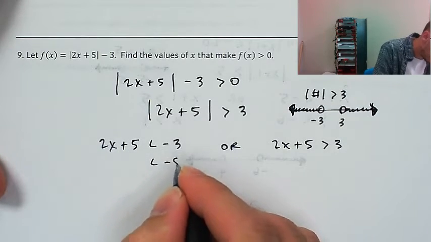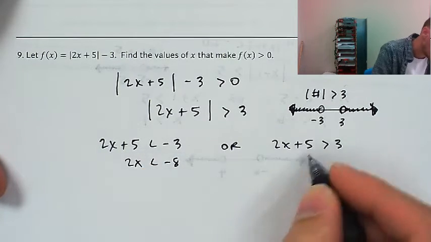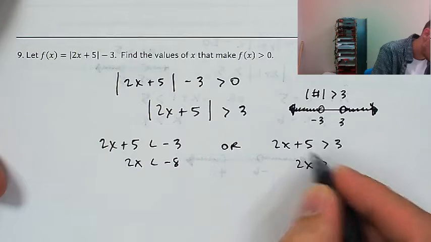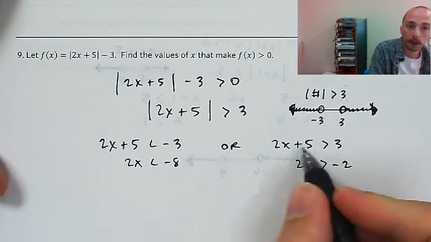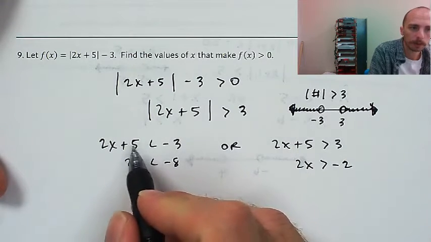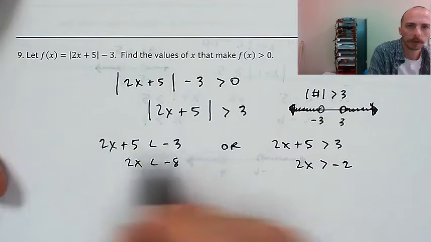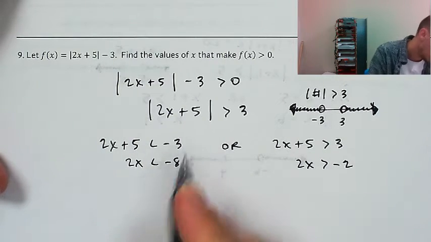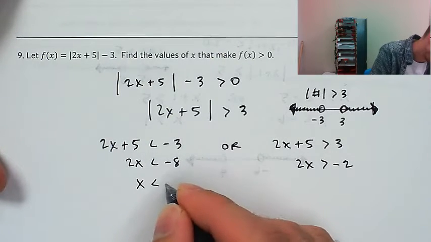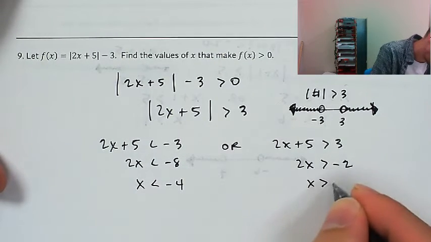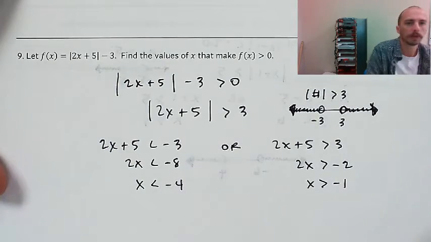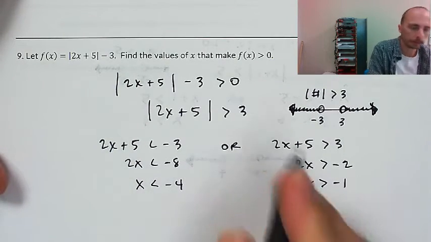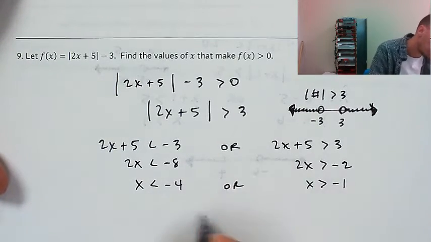Subtract 5. Wait, I subtracted 5. I might have said subtract 3. I didn't mean that. Okay, and then I'm going to divide by 2. Now I've got myself values of x, so I could throw a box around that.